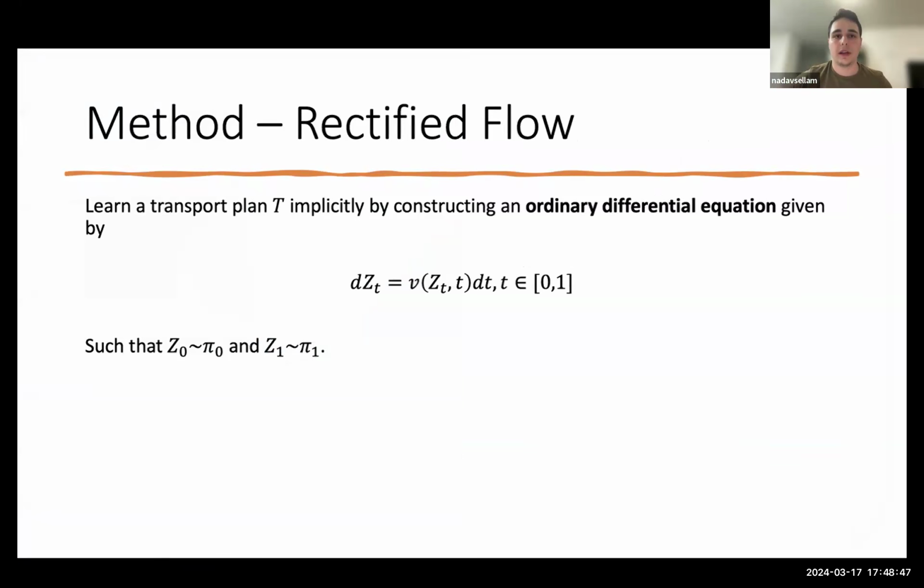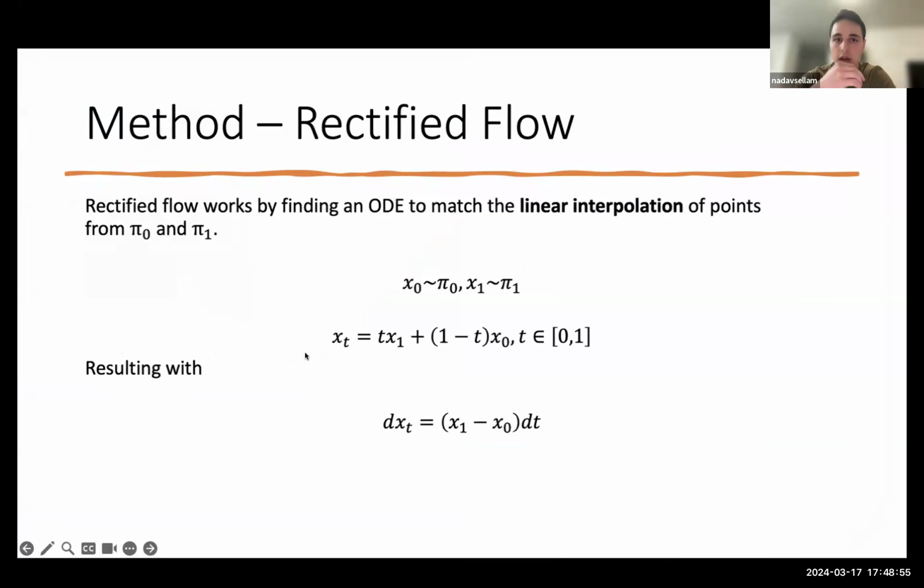paper is to learn a vector field v, which would be equal to dzt, where z0 is drawn from pi0 and z1 is drawn from pi1. In this paper, they chose the zt to be the linear interpolation between the two. So assuming I have x0 and x1 in the transport plan, and x0 is drawn from pi0 and x1 is drawn from pi1, then xt would be the linear interpolation between the two. So dxt would just be x1 minus x0.